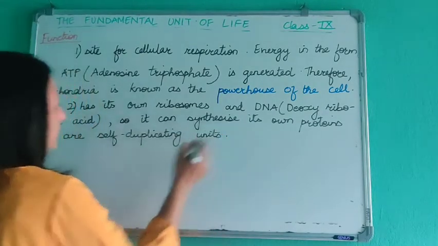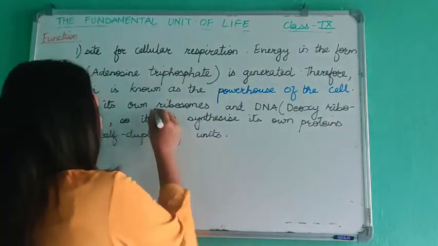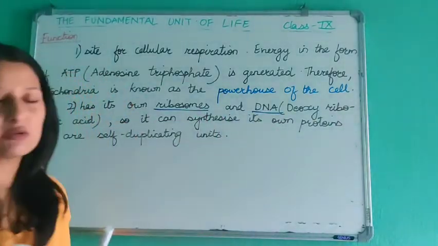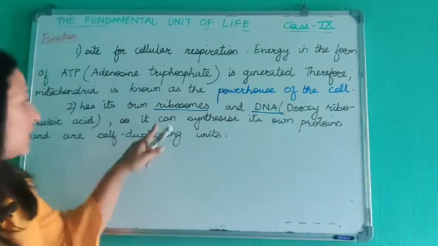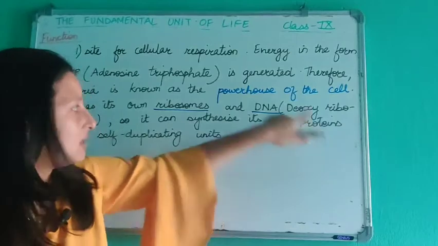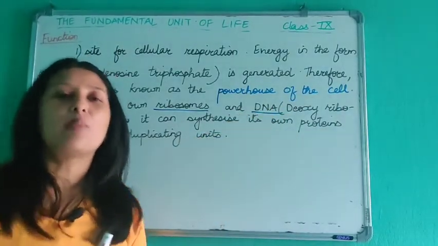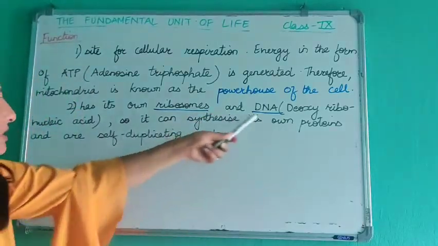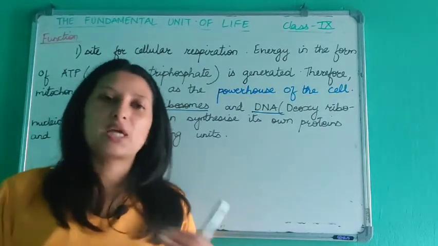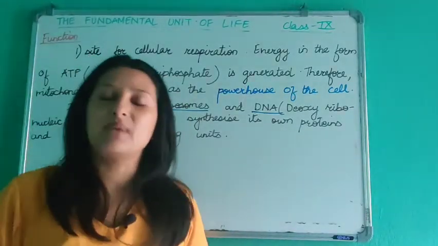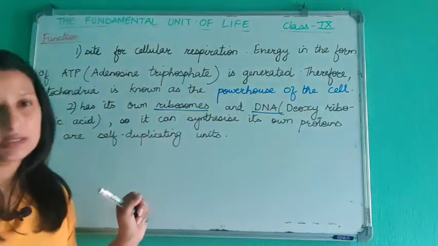Self-duplicating units. Okay, so के भन्दैछ यहाँ? माइटोकन्ड्रियामा उसको आफ्नै राइबोसोम्स छ, आफ्नै डिएनए छ। राइबोसोम्स भएको कारणले गर्दा राइबोसोम्सको फंक्सनै प्रोटिन सिन्थेसाइज गर्नु। So it can synthesize its own protein. र डिएनए को काम के हो? यसले चाहिँ डुप्लिकेट बनाउँछ, आफ्नै कपी बनाउँछ। So डिएनए आफ्नै डिएनए भएको कारणले गर्दाखेरि चाहिँ this can duplicate itself. माइटोकन्ड्रिया can duplicate itself and it can form many mitochondria. Okay, so these are self-duplicating units.